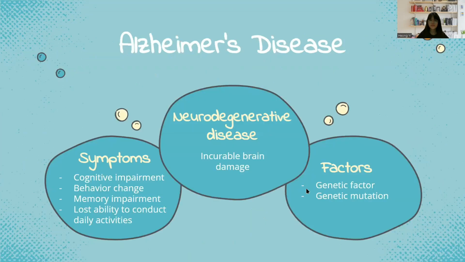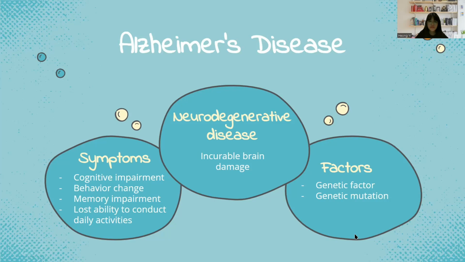First, I would like to introduce Alzheimer's disease. Alzheimer's disease is a type of neurodegenerative disease that causes continuous and incurable brain damage with slow onset. The symptoms include cognitive impairment, behavior change, memory impairment, and the patient might lose the ability to conduct daily activities.